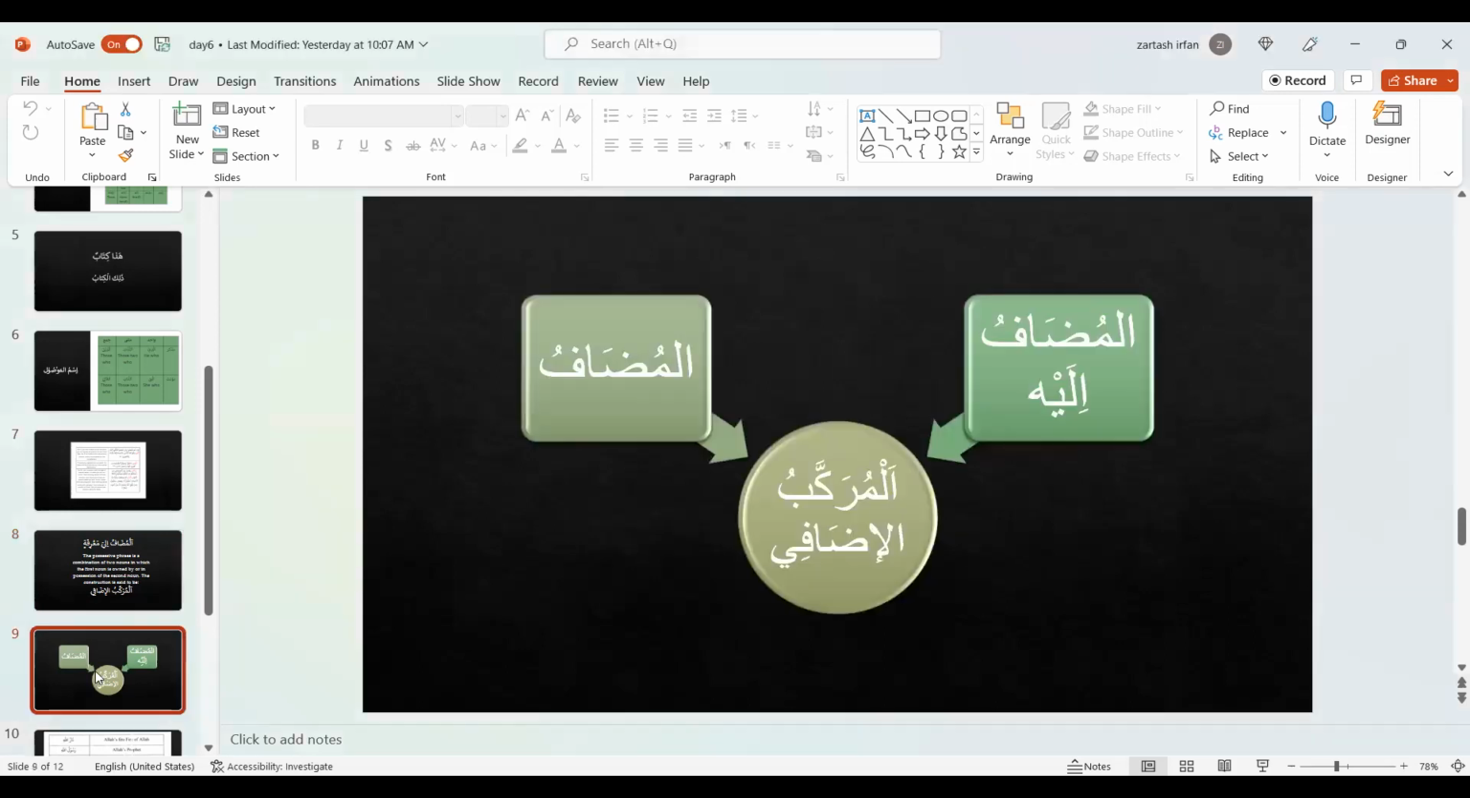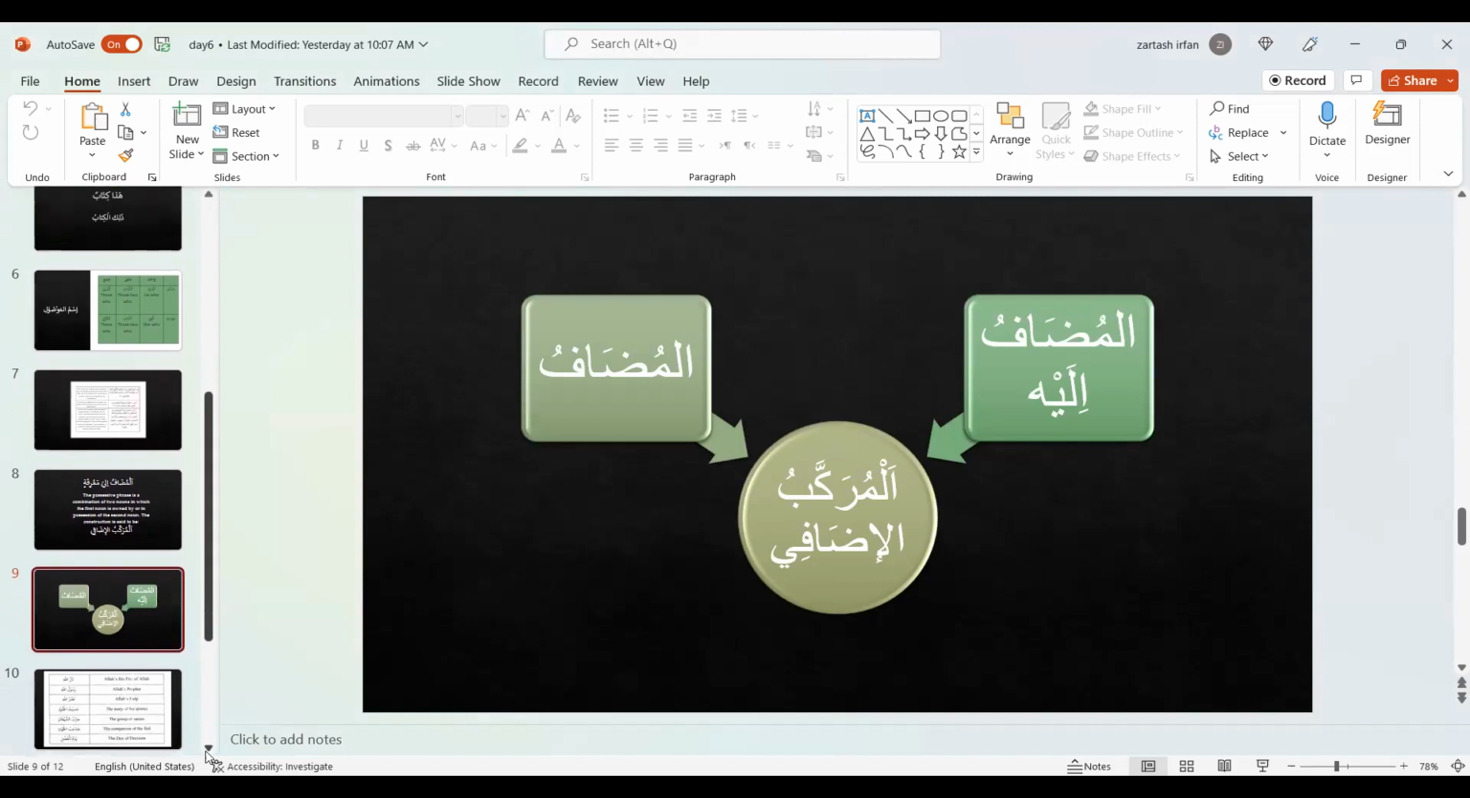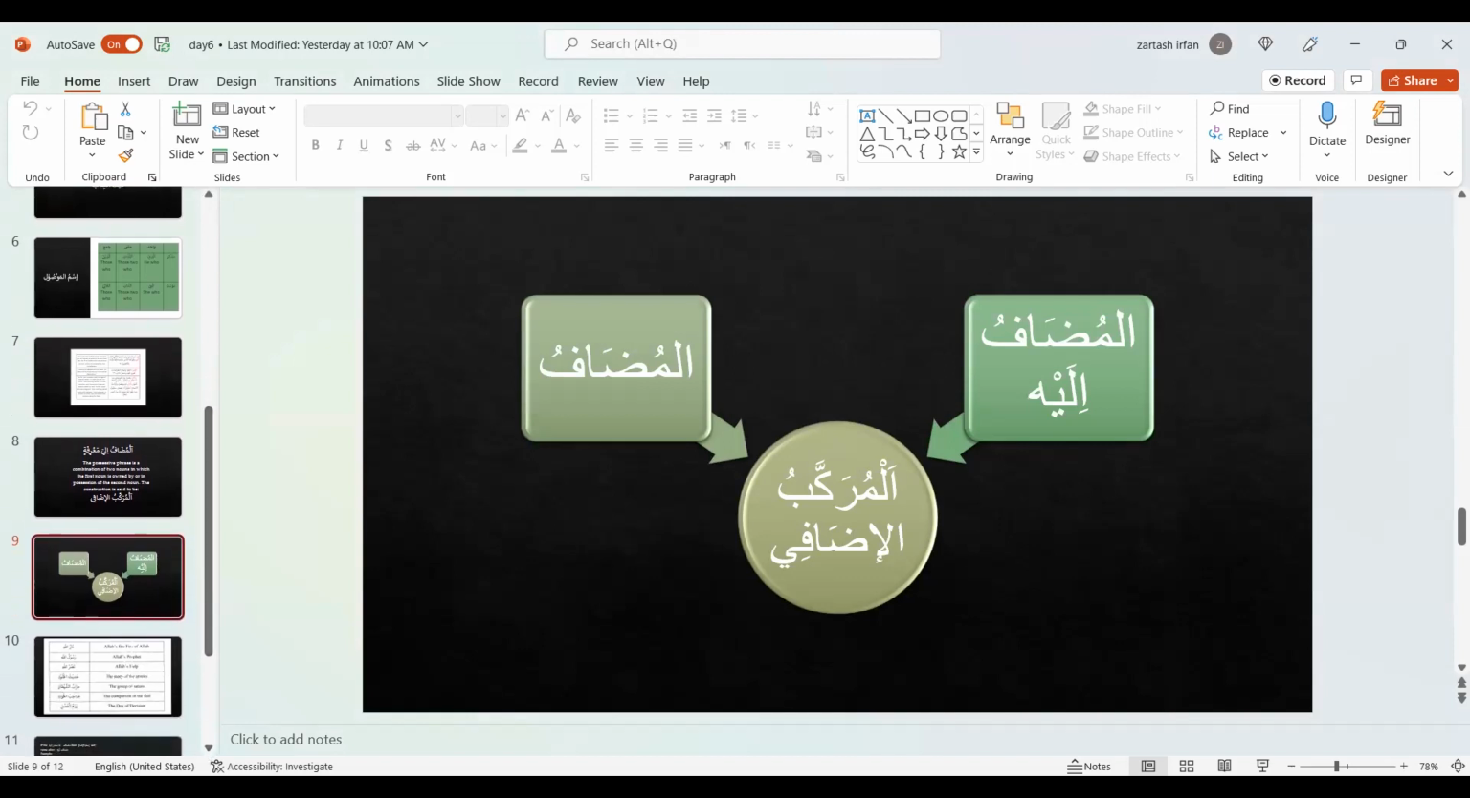Okay, so what are the two components of al-murakkab al-idafi? Let's see. There are two components, al-mudaf and al-mudaf ilayh. So what is a mudaf and what is mudaf ilayh?